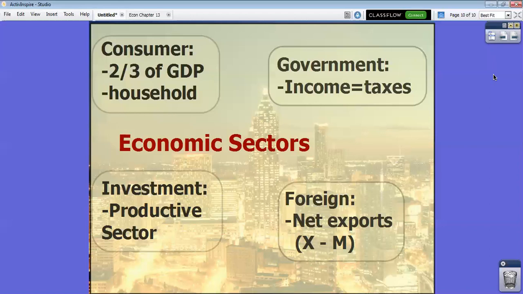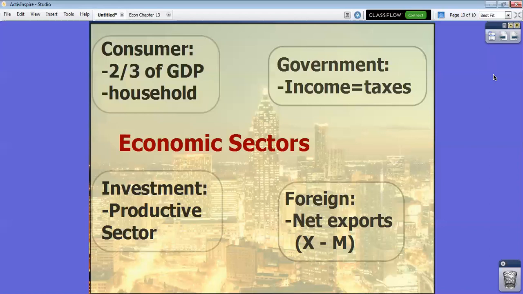Investment sector, that would be businesses. So consumers are spending, the government is spending in our economy, and businesses are spending. Businesses are the productive sector, they're what's making more and more goods. With the investment sector, we are looking at what businesses purchase, for example, an assembly line or new technology. And the last sector we look at is the foreign sector. To figure out our foreign sector, we have to look at our trade, and we've got to net them. We've got to take our exports and subtract our imports.